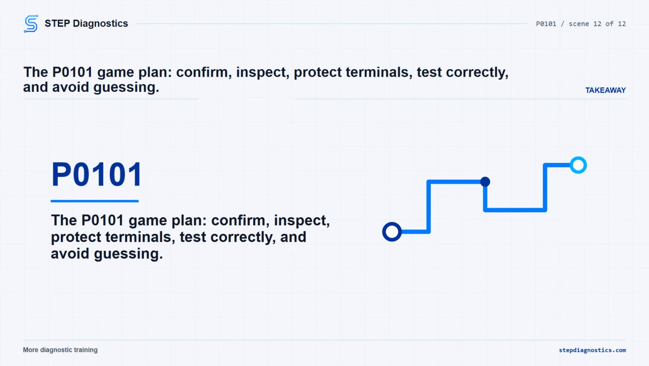For this P0101 episode, the takeaway is simple. Treat the code as an airflow performance concern, but do not guess at a mass airflow sensor or a module. Confirm the symptom, handle circuit faults first, inspect the intake and related engine basics, protect the terminals, and prove the circuit with the right test method.